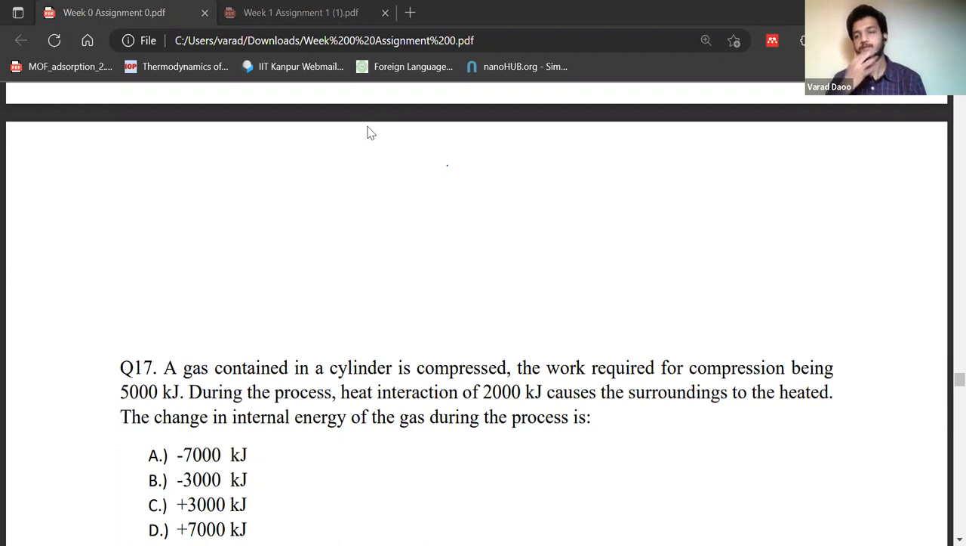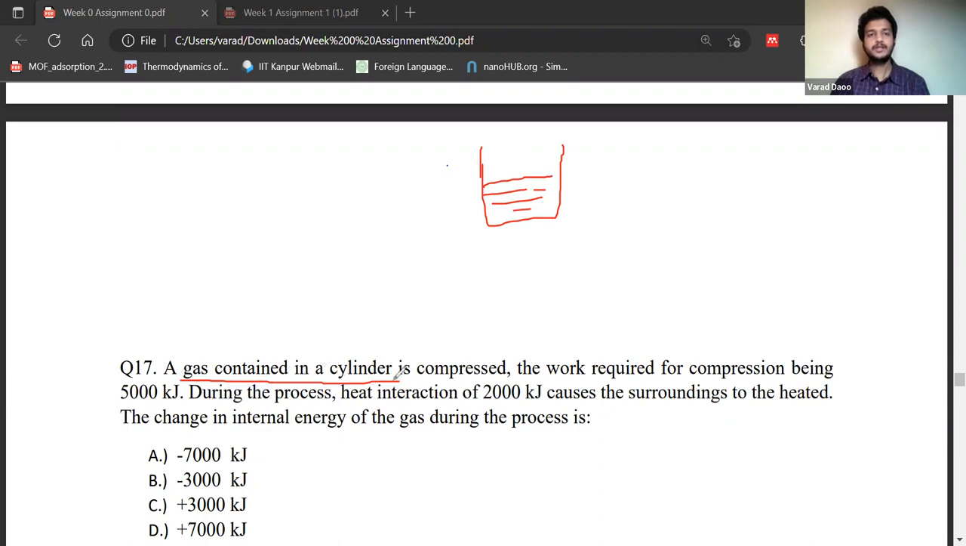Okay. Let us start with the next question. Question number 17. What is the question? Let us first read the question. The question is, a gas is contained in a cylinder. So we have a cylinder, and there is gas.